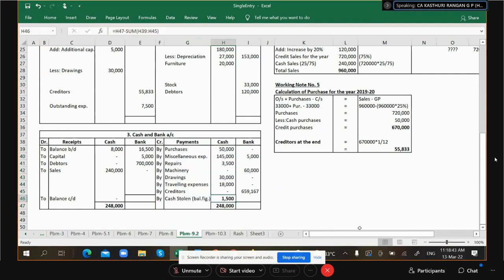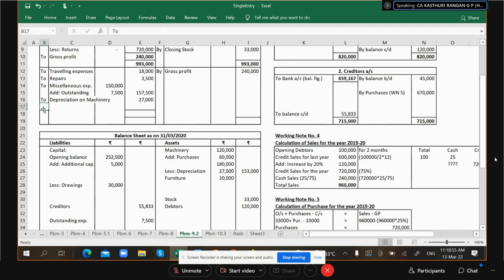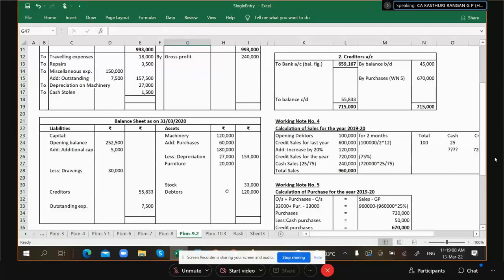So what is the cash stolen? 1,500. 1,500 is the cash stolen. Cash stolen should be taken to P&L. It is a loss. So debit the P&L with cash stolen 1,500. See, cash stolen is 1,500. It's a balancing figure. Take it to P&L.